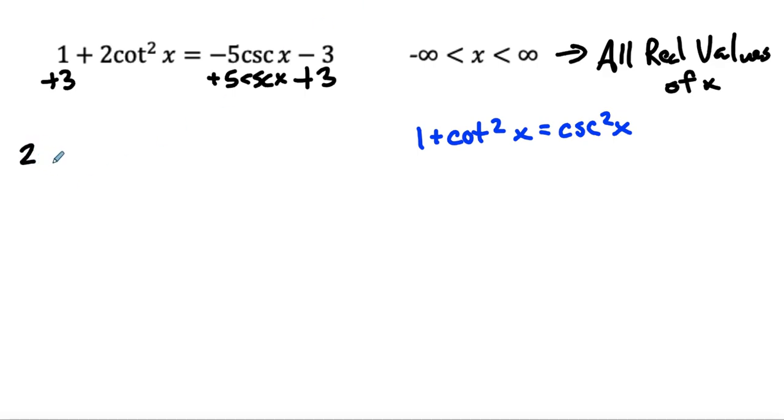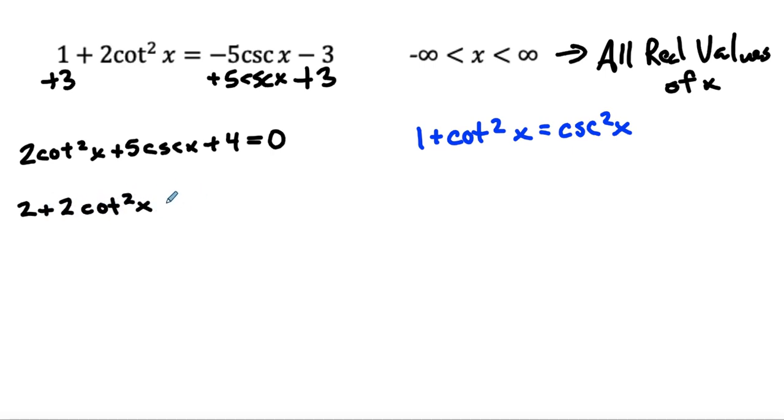Okay, so I got 2 cotangent squared x plus 5 cosecant x plus 4. Okay, now I'm looking at this and I'm saying, how can I create 1 plus cotangent squared x? Well, it's a little tricky, but if you notice, if I was to just split something up here, let's write it like this actually. If I was to take 2 of the 4 and just put it in front, and then I'll leave the other 2 over here.